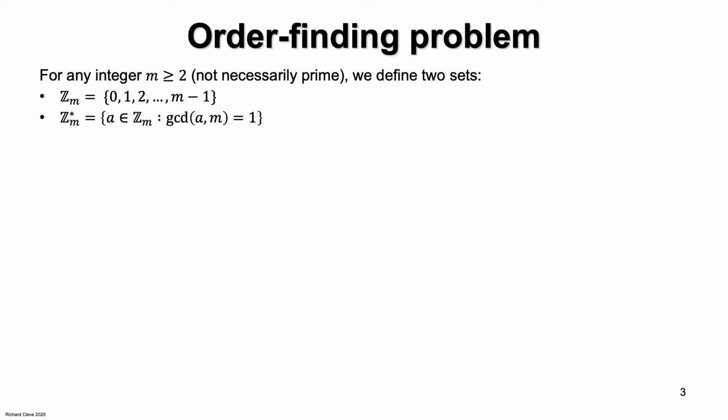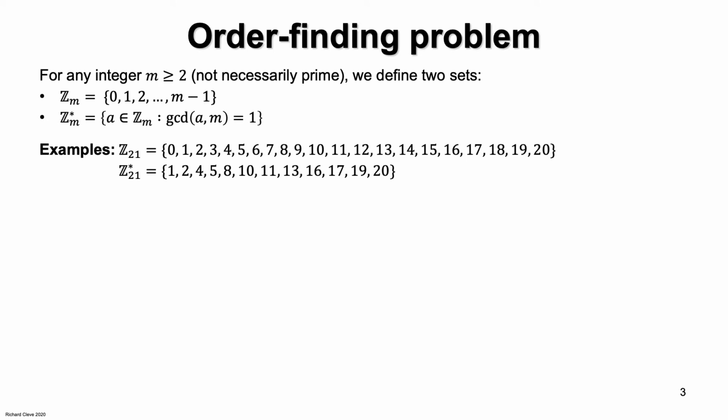Here's an example where m is not prime. Let m be 21. Here are the sets Z21 and Z star 21. You can see that 3, 6, and 7, and several other numbers in Z21 are excluded from Z star 21 because they have common factors with 21. It turns out that Z star m is always a group under multiplication modulo m. The key property that makes this so is that if the GCD of x and m is 1, then x has a multiplicative inverse modulo m.